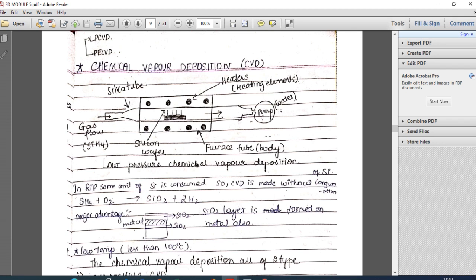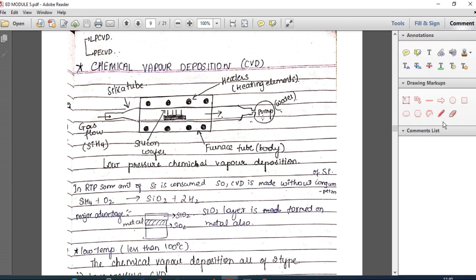So now, look at this diagram. What does it consist of? First we will concentrate on the outer body. We call it a furnace or furnace tube. This is a furnace tube where the entire process is carried out.